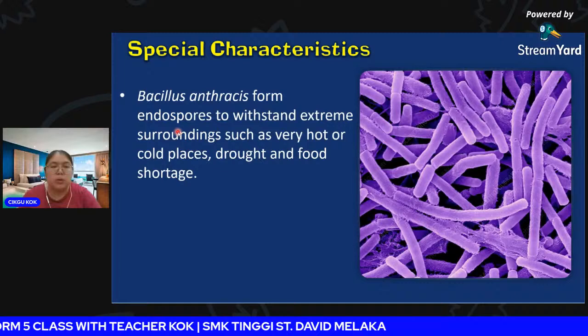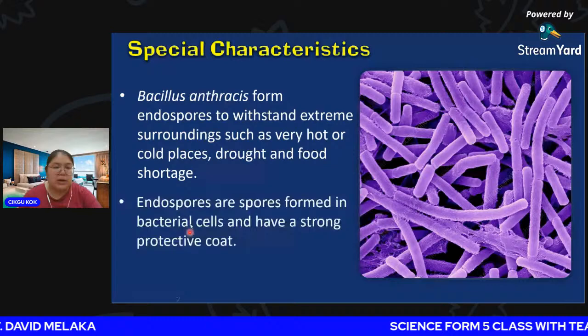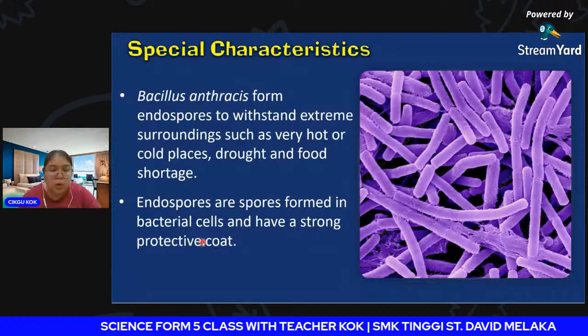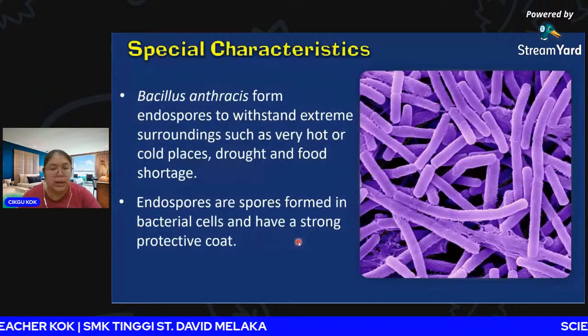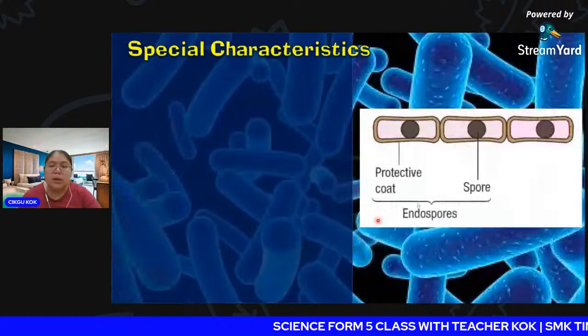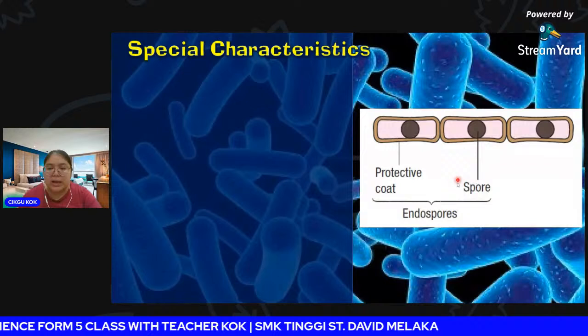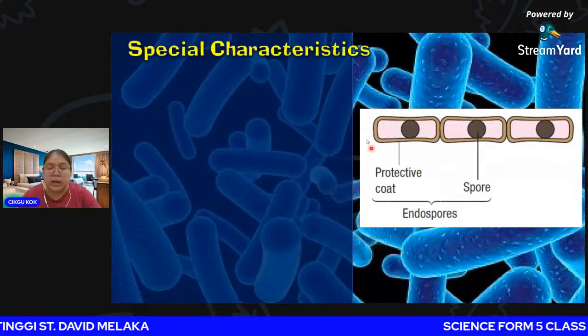Okay, now we're going to see another function. Endospores are spores, the name is inside of spore. They form in the bacteria cell and also have a strong protective coat. This strong protective coat wants to protect the bacteria. Now we're going to see the structure of the endospore. So this one is the endospore. You can see the endospore including the inner spore. After that, they have the protective coat. These two things want to cover the whole bacteria.